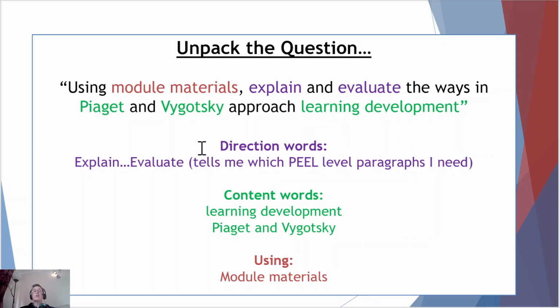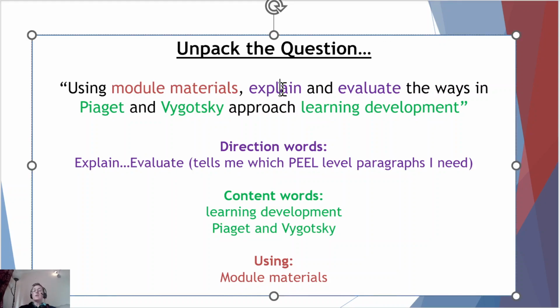What are the direction of assignment writing words being used in the assignment you've got in front of you at the time? For the example above, I put a pretend. It's a fictional question. We need to pretend the assignment question is, using module materials, explain and evaluate the ways Piaget and Vygotsky approach learning development. So if we pretend that was our assignment question, the direction words in this particular one are to explain and evaluate. And I've highlighted those in purple, explain and evaluate.